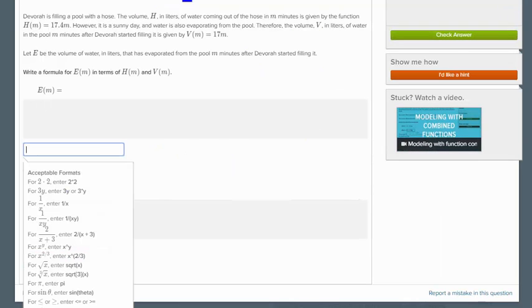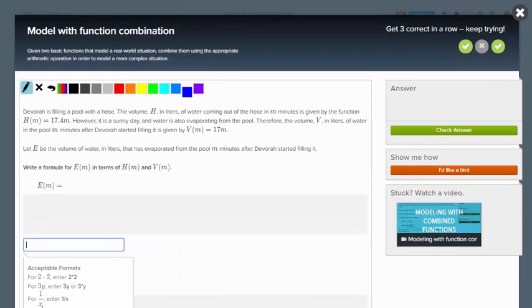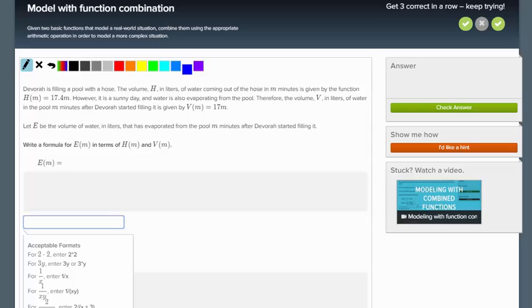All right. Another one. Deborah is filling a pool with a hose, the volume H, in liters of water coming out of the hose in m minutes is given by the function H of m equals 17.4 m. However, it's a sunny day and water is evaporating from the pool. Therefore, the volume V in liters of water in the pool m minutes after Deborah started filling is given by 17 m. Let E be the volume of water in liters that has evaporated from the pool m minutes after Deborah started filling it. Write a formula E of m in terms of H of m and V of m.